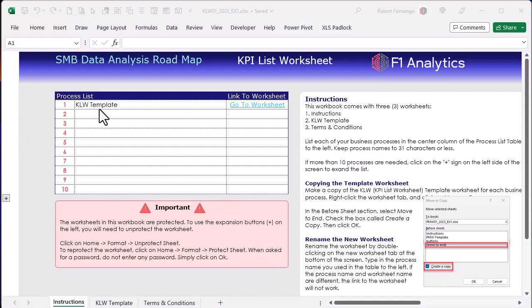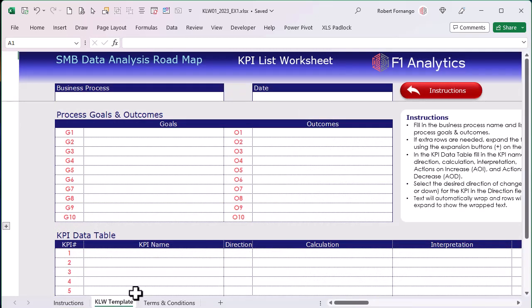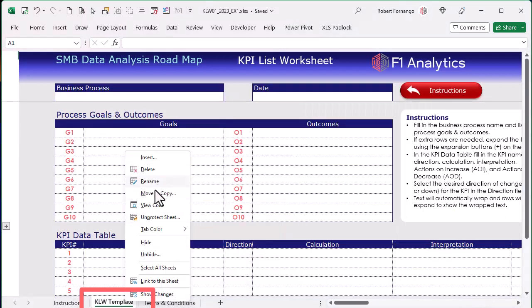So to follow along with our last example, if we wanted to add a couple of processes here, for example, say a sales process or a production process or a product development process, we could list these out. And now we've got links over here, but we need to create the worksheets to go along with these links. So to create a worksheet, you're going to come down here to the KLW template, and we need to make 3 copies of this worksheet in order to accommodate our 3 processes listed here. So we'll just do this once to show you an example of it.